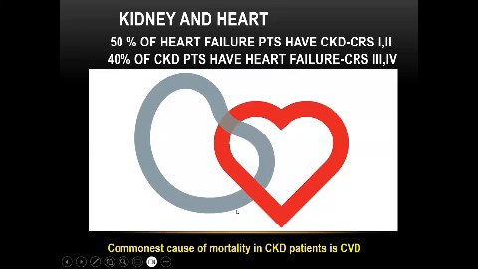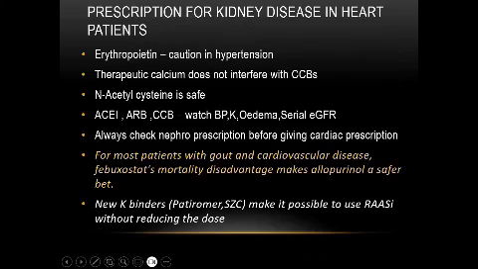Then we come to the combination of kidney disease and heart disease. The fact you have to understand is that 50% of heart failure patients will ultimately develop CKD, which is called cardiorenal syndrome type 1 and 2. 40% of your CKD patients will have heart failure. That means cardiorenal syndrome 3 and 4. So you must realize the most important organ you have to protect to reduce mortality is once again the cardiovascular system. Many patients with CKD don't die of kidney disease, they die of cardiac disease.